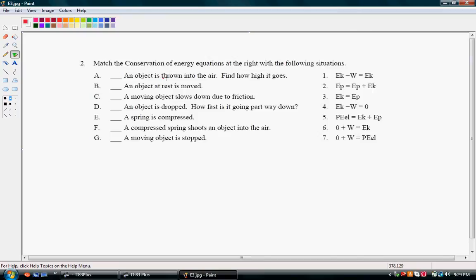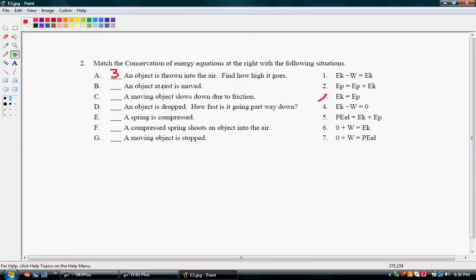So A says an object is thrown into the air. Well, when an object is thrown into the air, it's moving, right? We have kinetic energy at the beginning, so either 1, 3, or 4. And then how high it goes? Well, at maximum height, your velocity is 0 meters per second, and it's not moving. And at maximum height, you have your maximum potential energy. So you have a situation where an object starts with kinetic and ends with potential. So that's going to be number 3. So we can write number 3 here.